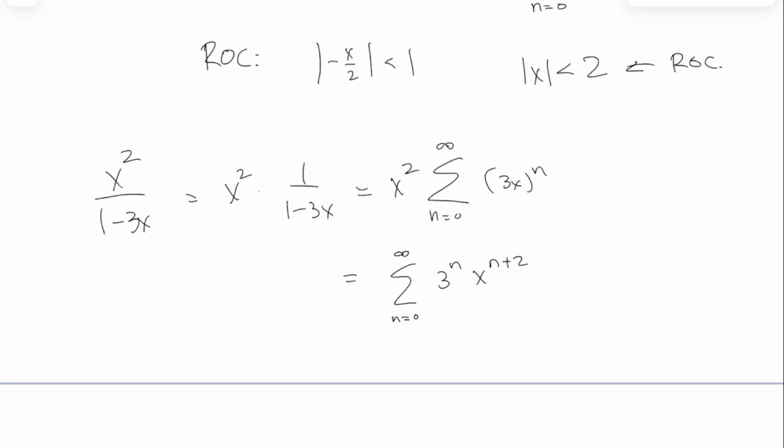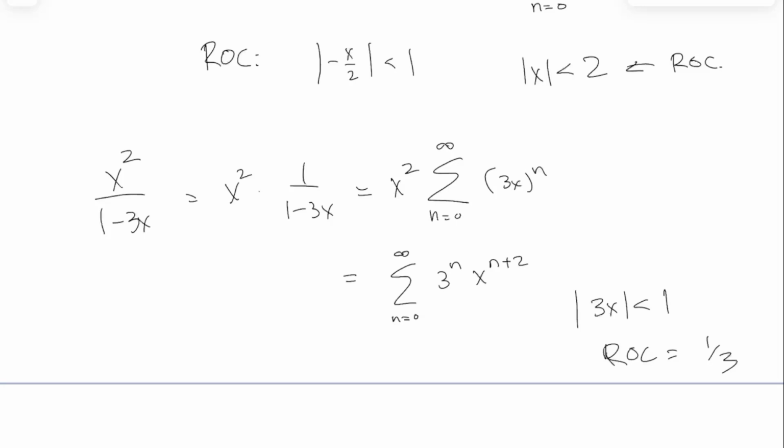Because when I do 3x, the whole thing to the n, that's the same as 3 to the n times x to the n. And then I have 2 extra x's out here, so when they come in, it becomes x to the n plus 2. I hope that's what you said. And then the radius of convergence, you go absolute value 3x is less than 1, which means the radius of convergence is 1/3. Everybody seems satisfied with that.